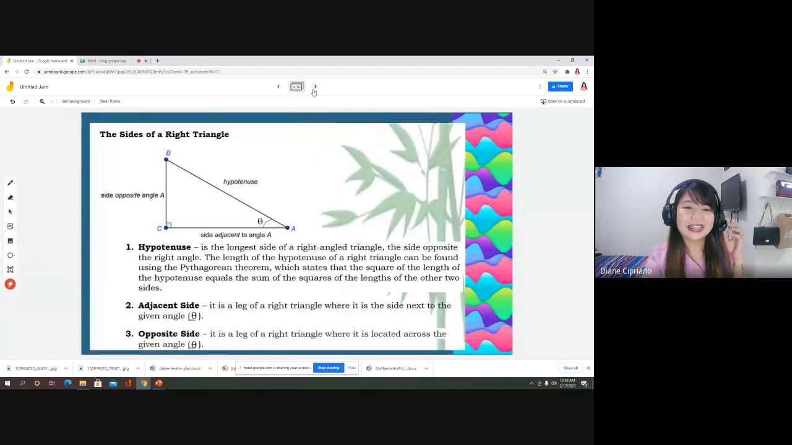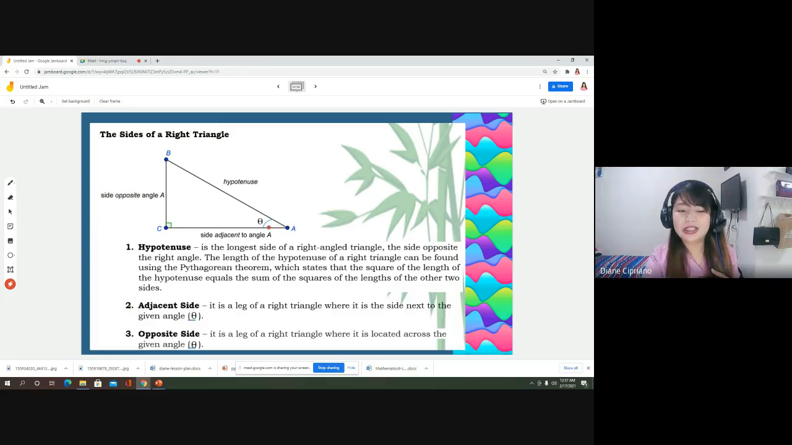Let's now proceed with the sides of the right triangle, what I was talking about a while ago. So we have here the hypotenuse, or the longest side of the triangle. It is the longest side of a right triangle, the side opposite the right angle. So this is the right angle and its opposite is always the hypotenuse. The length of the hypotenuse of the right triangle can be found using the Pythagorean theorem, which states that the square of the length of the hypotenuse equals the sum of the squares of the lengths of the other two sides. There you go.